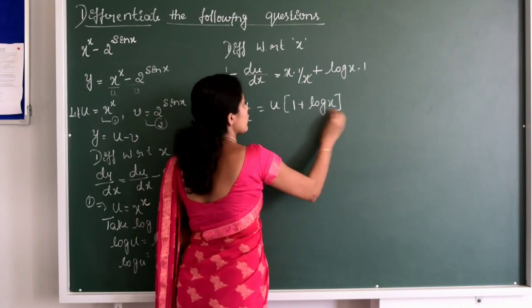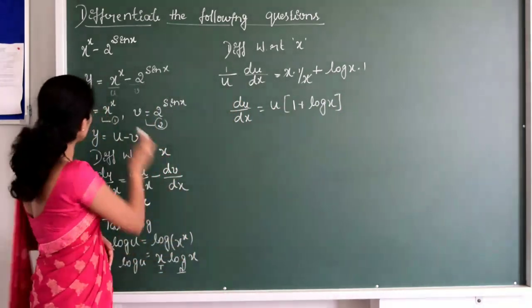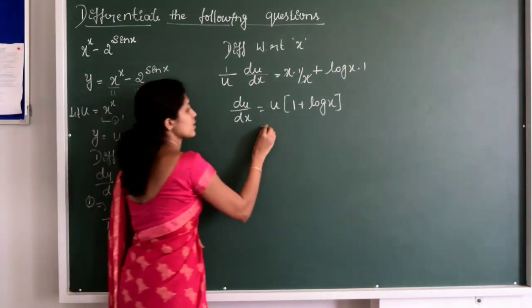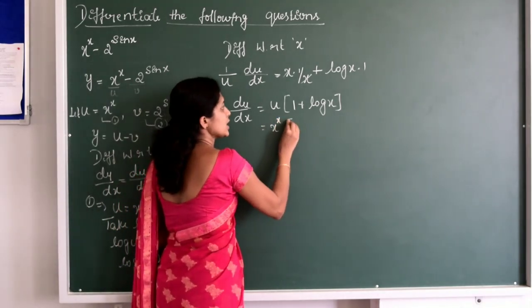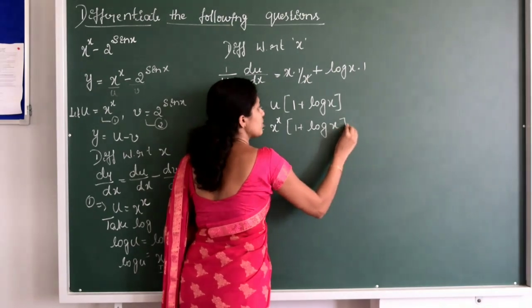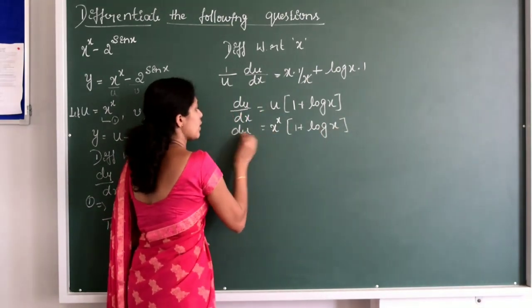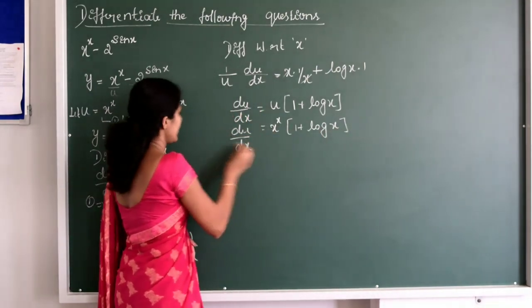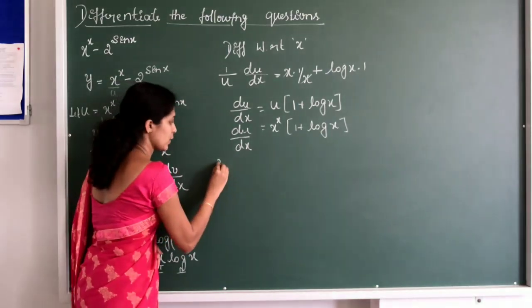Now finally you have to substitute the value of u. What is u here? x to the power x. So this is equal to x to the power x into 1 plus log x. You got the value of du by dx. Right? Now you have to find dv by dx. So first let us see the second one.